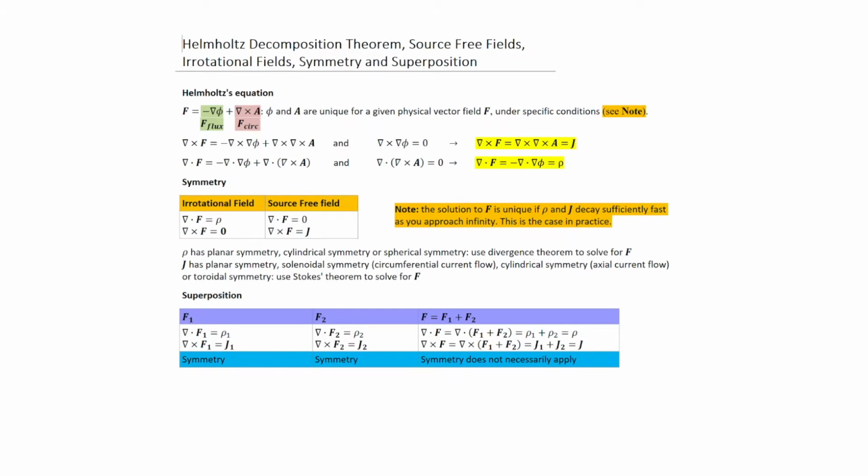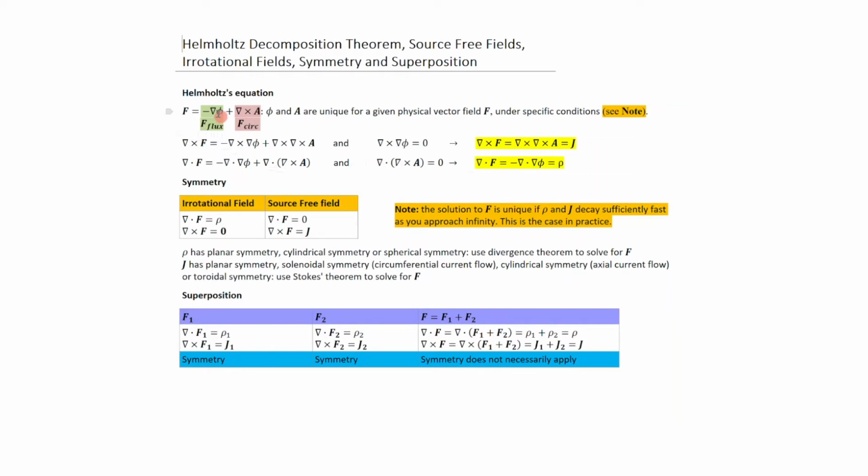All right, so one of the things we realized first of all is that any vector field can be decomposed into two types of field, a source-free field and a rotational field. Also we found that under specific conditions where symmetry applies, it would be very simple to apply the divergence theorem in the case of a rotational problem and Stokes' theorem in the case of a source-free problem to solve for the vector field. Also, we can use the principle of superposition if we have multiple objects where each of the objects exhibits a form of symmetry.